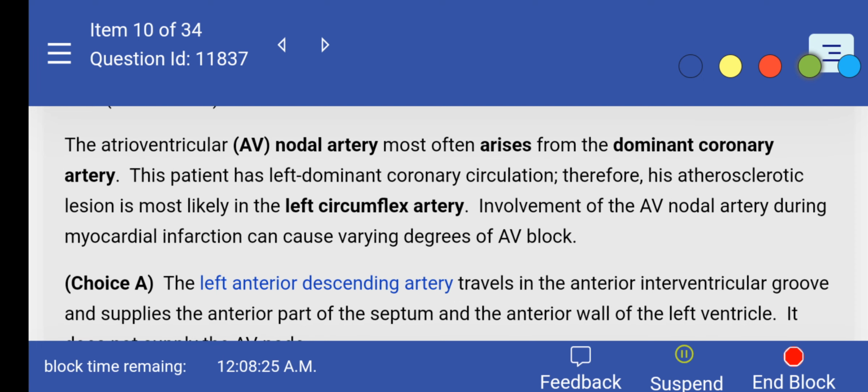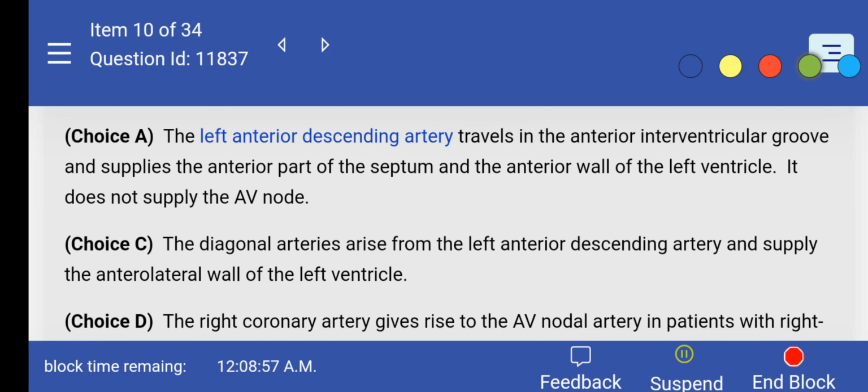Now the AV, that is atrioventricular nodal artery, most often arises from the dominant coronary artery. This is important. This patient has left coronary artery dominance, therefore his atherosclerotic lesion is most likely in the left circumflex artery. Involvement of the AV nodal artery during myocardial infarction can cause varying degrees of AV block. So, option A, let us see the explanation.